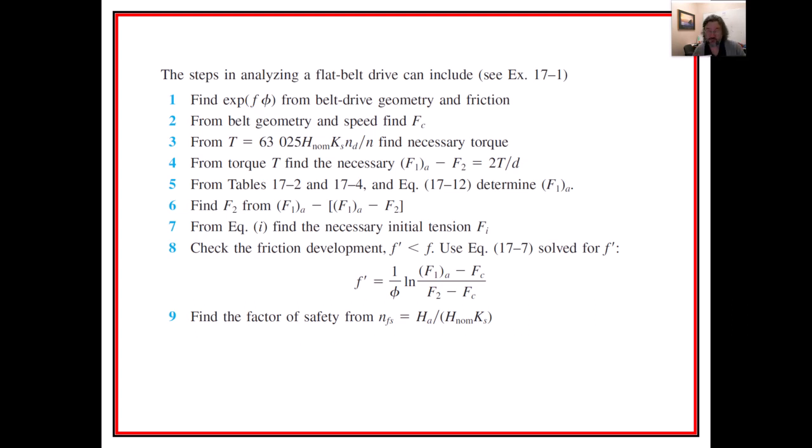Leaving off where we left off? Sure. Class 14. Yay. The steps in analyzing a flat belt drive. All right, so we're going to go through example 17.1.